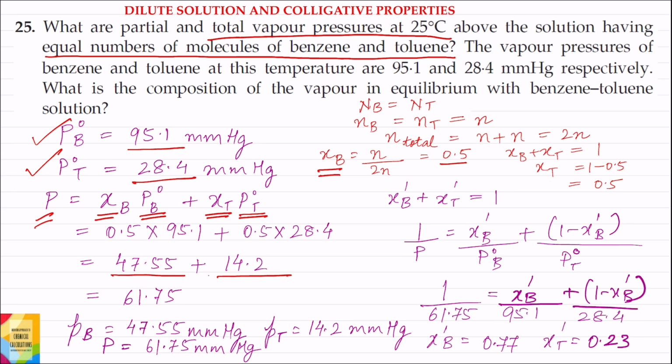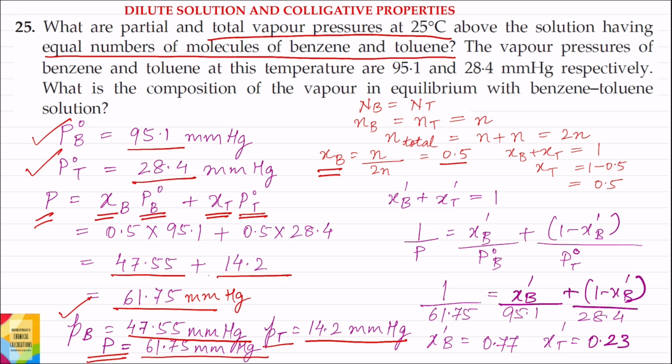So adding partial pressure of benzene and partial pressure of toluene, the total vapor pressure is 61.75 millimeter of mercury. So partial pressure of benzene is 47.55 millimeter of mercury, partial pressure of toluene is equal to 14.2 millimeter of mercury, and total vapor pressure is equal to 61.75 millimeter of mercury. Now to find the composition of the vapor in equilibrium with benzene toluene solution.